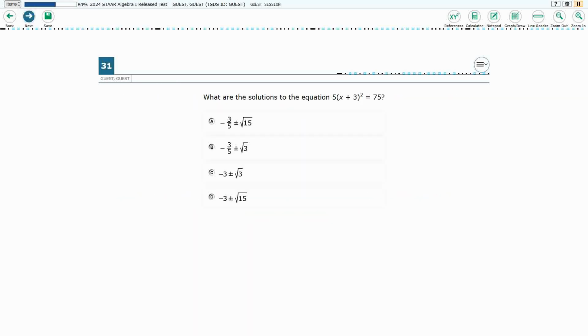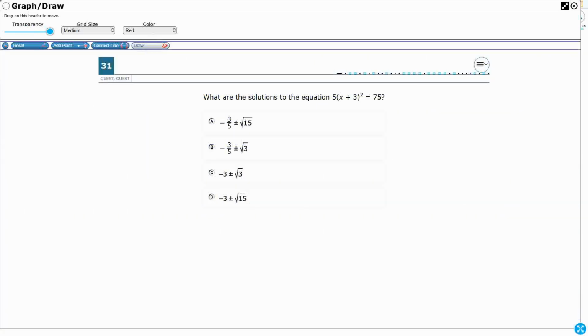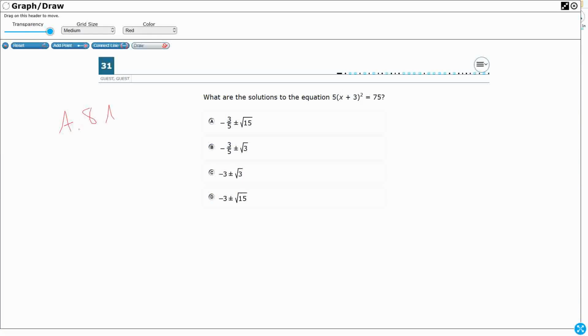For number 31, we are solving quadratic equations. This is A.8a. Now we need to find solutions. When we're thinking of solutions, we might be thinking, all right, well, let's use the quadratic formula, which we can, but the quadratic formula works when we have ax squared plus bx plus c. I don't necessarily have it in that form, right? This is an expression that I need to multiply out. So if I really wanted to, I could FOIL out the 5(x plus 3) squared, multiply all that, bring the 75 over, get an a and a b and a c. I could do that. But there is an easier way.